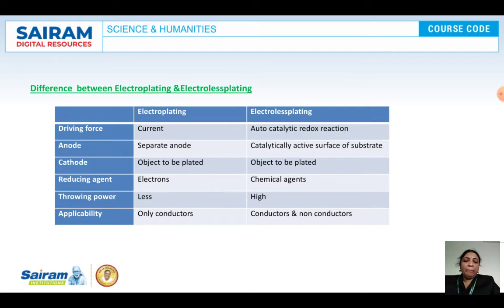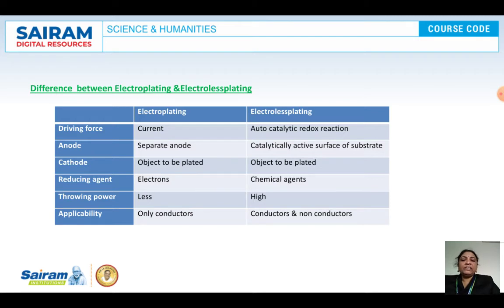Okay, let us see what the differences are between electroplating and electroless plating. The driving force in electroplating is a direct current, right? In electroless plating, it is an autocatalytic redox reaction, without using any electric current.